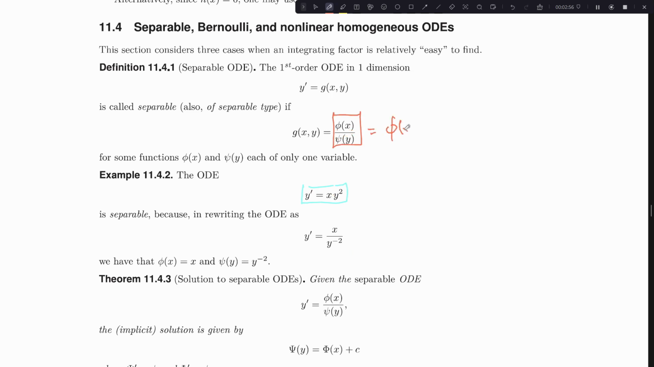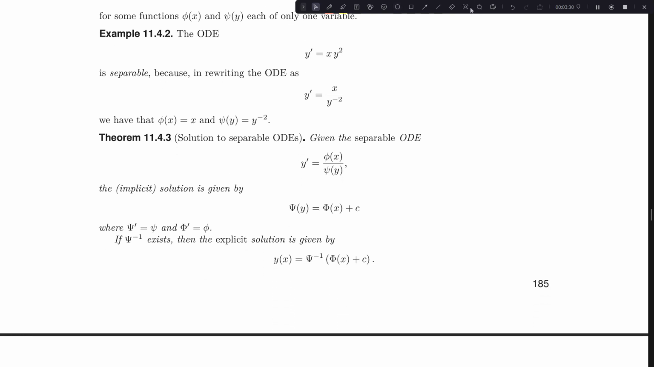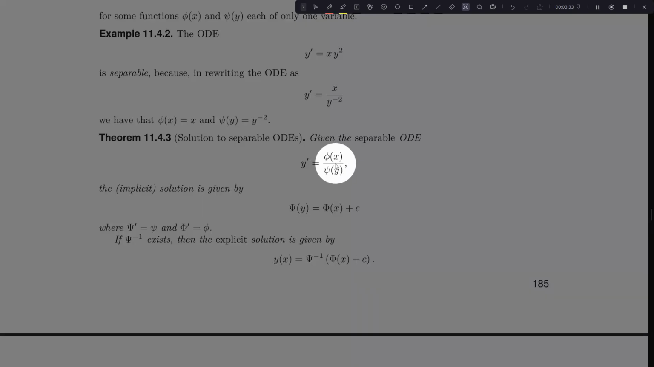This will always be phi of x times psi of y inverted, right? And so a multiplication of a function of x and a function of y is equivalent to a division of a function of x and a function of y. So all of those cases are considered separable. The only reason I present it to you in this situation, most textbooks will present it in an alternative situation, is because our theorem, which gives us the solution to these, is much easier to state in the setting where we write it all as a division.